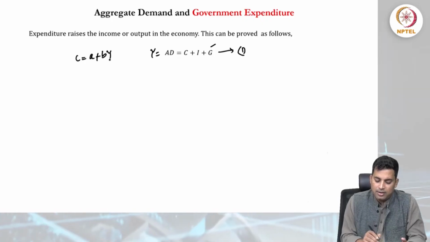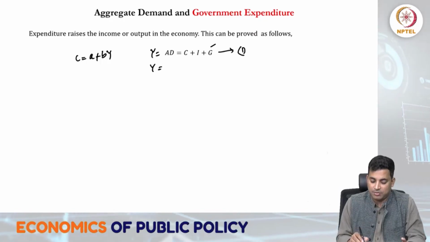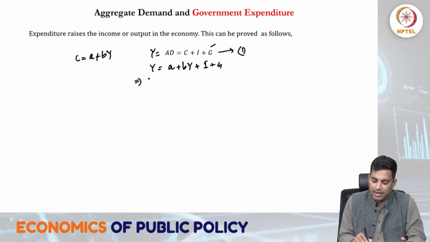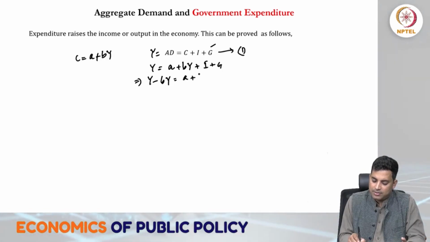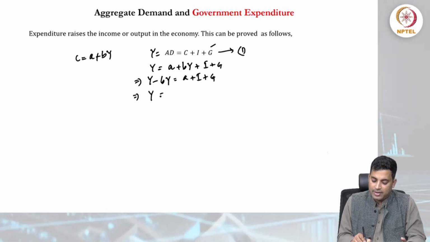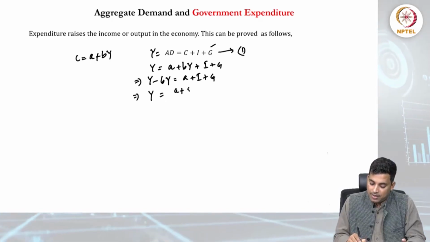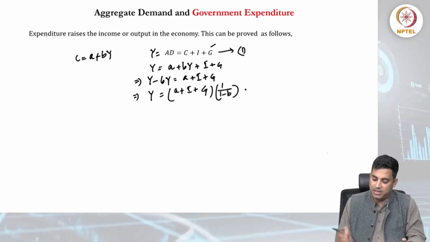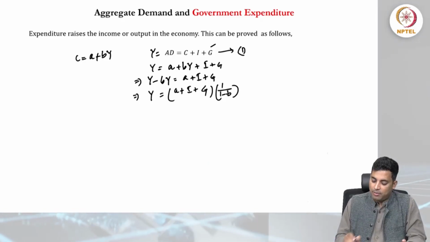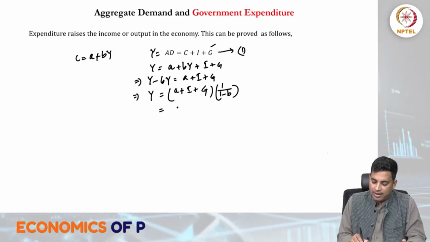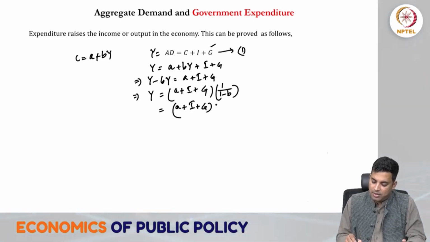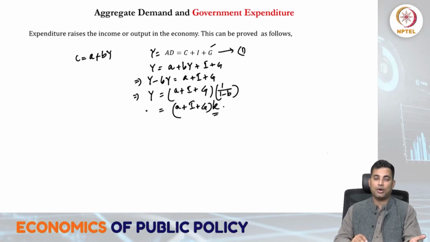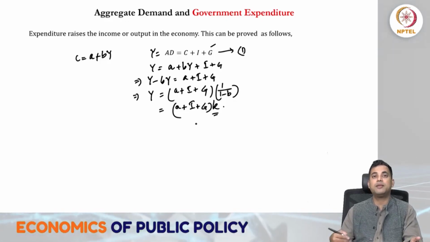If we give this as equation 1, we already know that C equals A plus BY. From this we can put the value of consumption, so Y equals A plus BY plus I plus G, which we can rewrite as Y equals A plus I plus G multiplied by 1 by 1 minus B. So 1 by 1 minus B is the multiplier, small k, multiplied by A plus I plus G. Here we can see that income, the total output, is also positively related to government expenditure, k times the government expenditure.